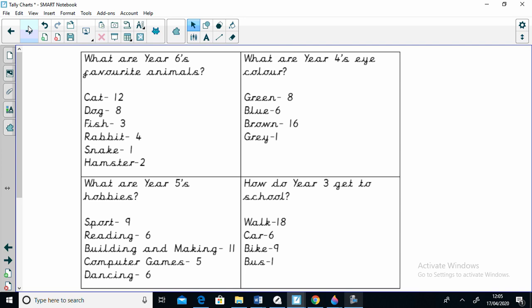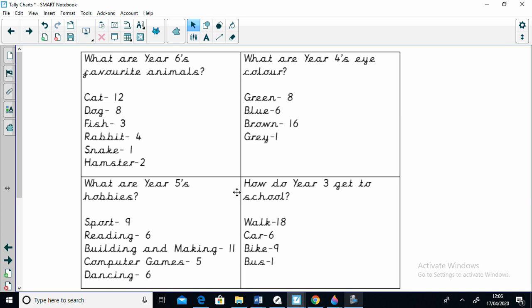So Mr. McKinnon has collected here 4 sets of data, 4 separate sets of information. Up here, we have the data which shows what are Year 6's favourite animals. Over here, we have a set of data which shows what are Year 4's eye colour. Down here, we have a set of data which shows what are Year 5's hobbies. And over here, we have a set of data which says, how do Year 3 get to school?